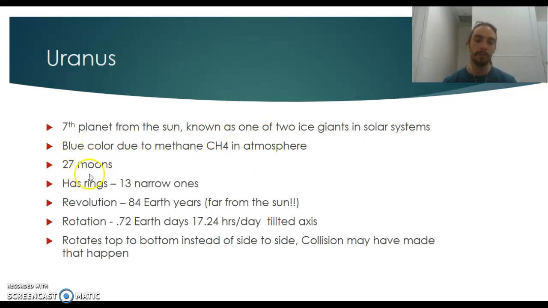Uranus has 27 moons. It's got rings. It's got about 13 narrow rings. They're hard to see a lot of the time. Its revolution is 84 Earth years. So that's telling you it's extremely far from the sun. I believe that Uranus is twice as far from the sun as Saturn is. So if you can imagine, Saturn's really far away from the sun. Now you multiply that distance by 2, and that's where Uranus is. So it's extremely far away from the sun.